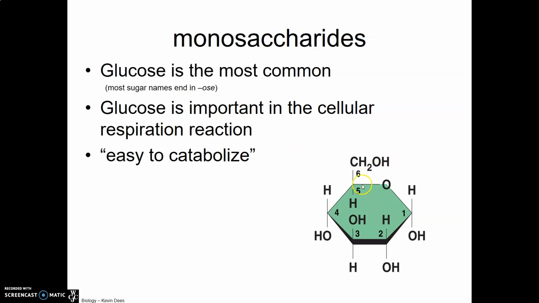If we look at the glucose sugar, we see that its atomic composition is C6H12O6, and if we count these 6 carbons, 1, 2, 3, 4, 5, 6, we see they sort of form this ring. So this is a 6-carbon sugar. Again, probably the most common monosaccharide.